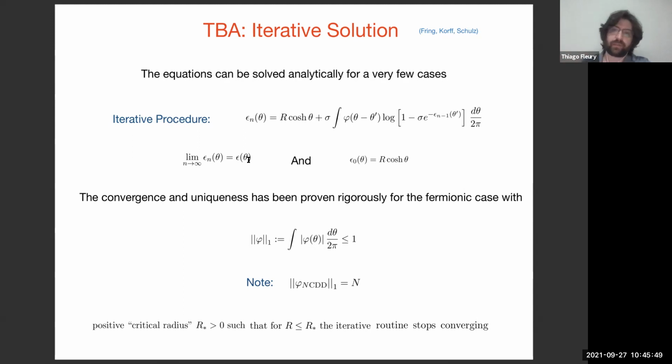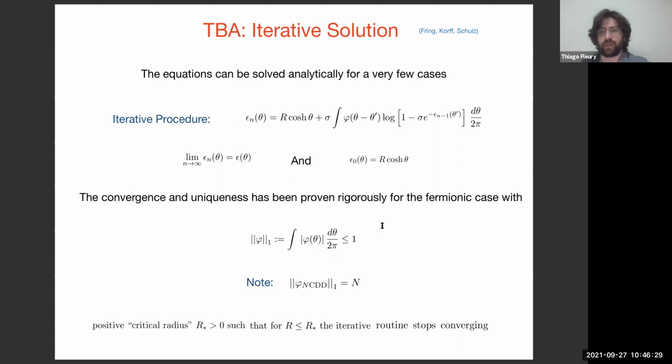And there are also some theorems that prove that in some cases, the solution exists and is unique. In the fermionic case, the theorem that we know, maybe there are more, says that the solution is unique, exists and converges when the norm of the kernel is less than 1, if this integral is less than or equal to 1. Basically, this norm is counting the number of CDDs.